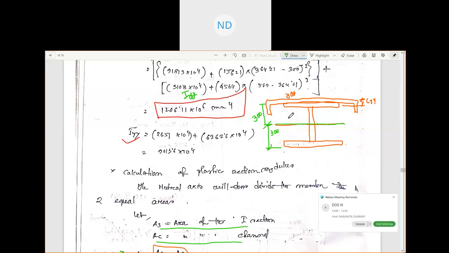Okay, so 300, 300, we know all these things. From the properties we'll get the thickness of the web, the thickness of the flange, etc. This is the CG, because this is from the 600, at an equal distance, half the distance from 300 to 300. So this is your CG of the I section. This is your CG of the I section.